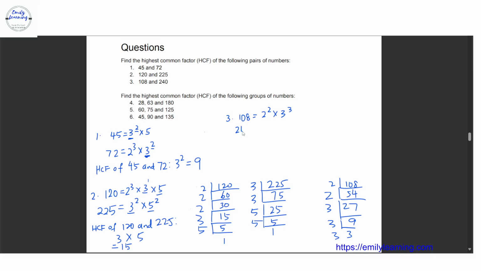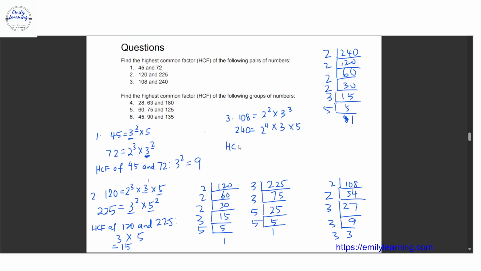Next, I'll do the same for 240. 240 is an even number, so I'll divide by 2. I get 120. Divide by 2, I get 60. Now I get 30. Then divide by 3, I get 5. 5 divided by 5, I get 1. So in other words, 240 can be written as 2 cubed. No, not 2 cubed, 2 to the power of 4, because 2 is multiplied by itself 4 times: 1, 2, 3, 4. So it's 2 to the power of 4 times 3 times 5.